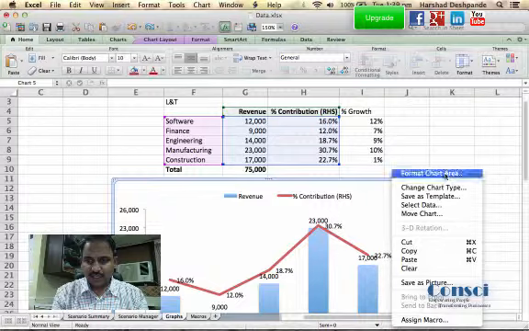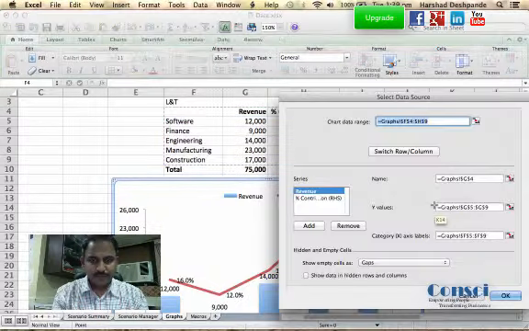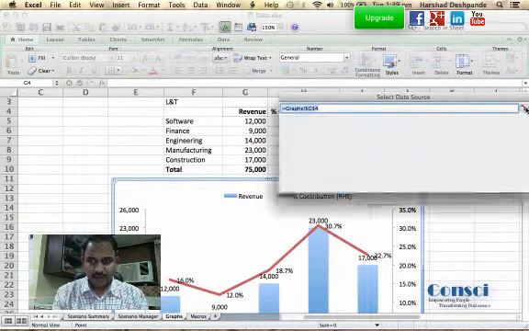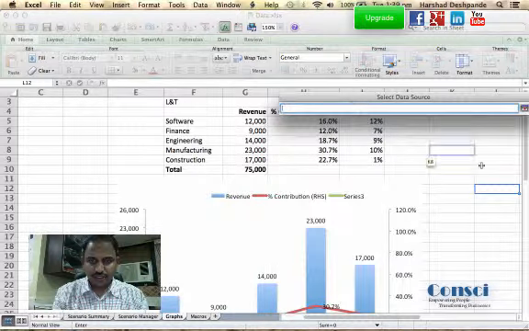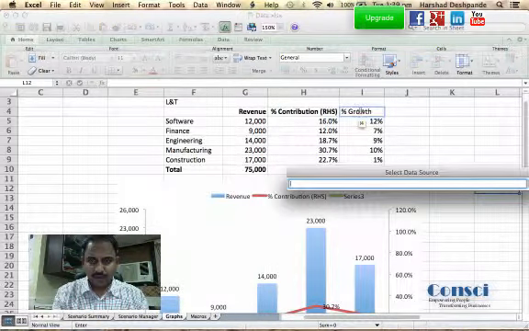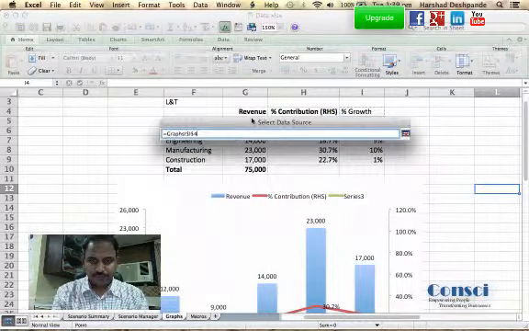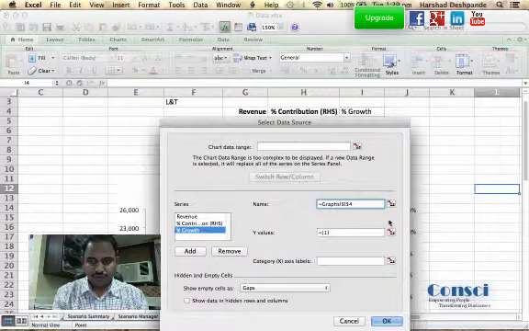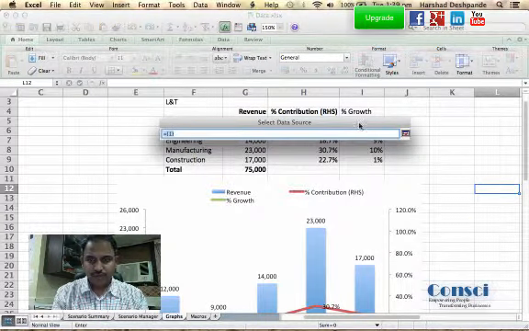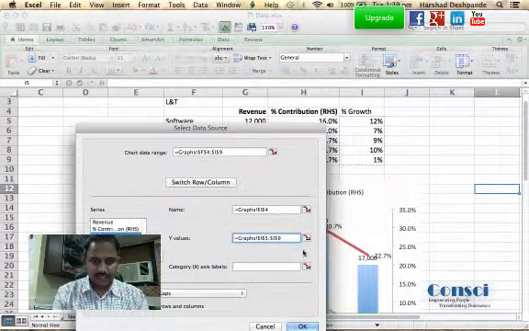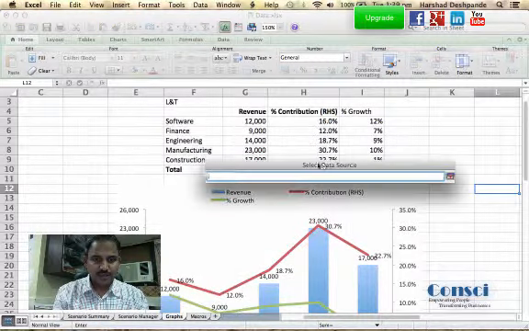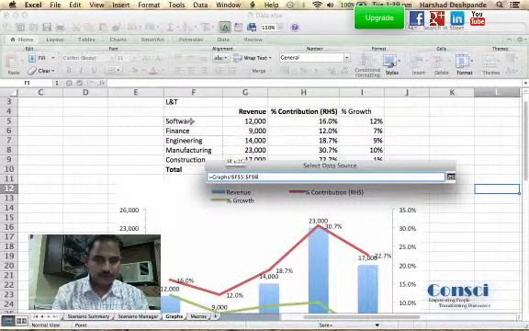So right click, select data, and in this I'm saying first of all add, and to this third series I am giving percentage growth as the name. Then I'm choosing the data points as y values, which are going to be essentially 12%, 7%, 9%, 10%, and 1%. Then the next comes x-axis titles, which are going to be same, which are software to construction.